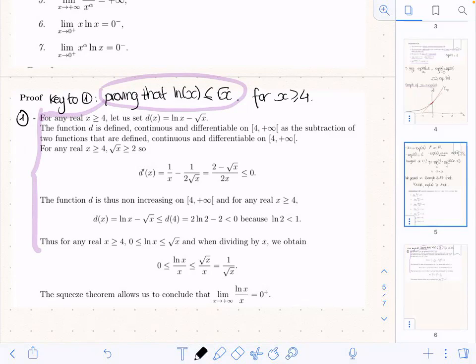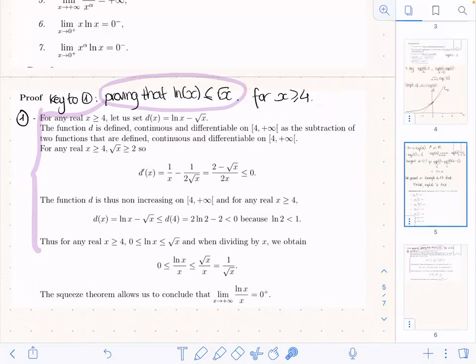So how do we prove it? Well, what we're going to do is study the following function. As you can see, this function that we define as d is very closely related to this inequality. If d is negative, then this inequality will hold. So we're going to repeat the type of process that we've done many times now, but this function is defined, continuous and differentiable on 4 to plus infinity. Of course, it's also defined, continuous and differentiable on R plus star, for example, but we're going to restrict our study to x greater than 4 because those are the values that we're interested in.